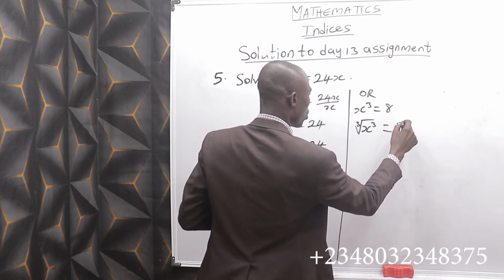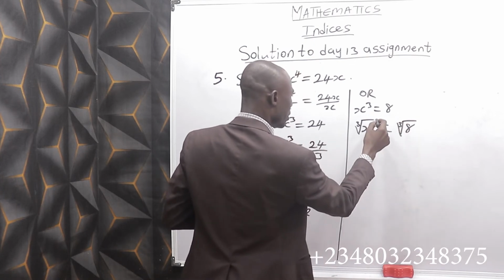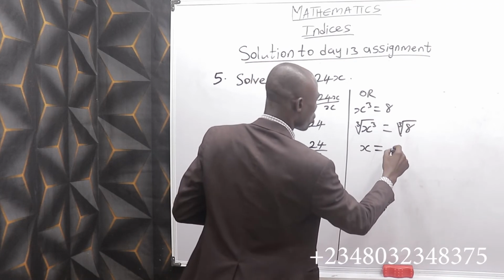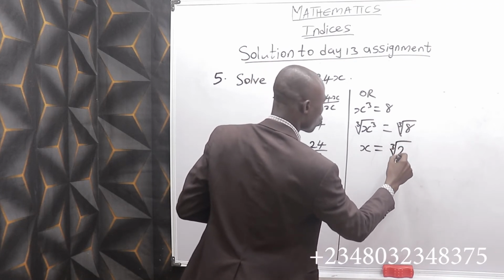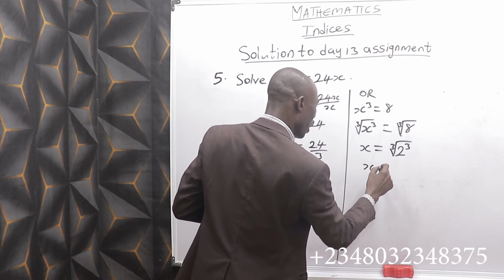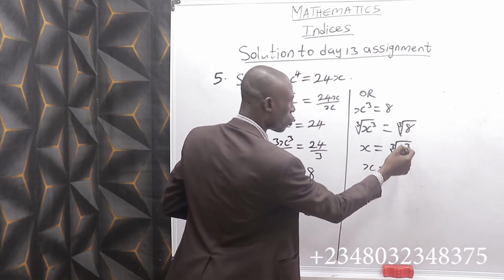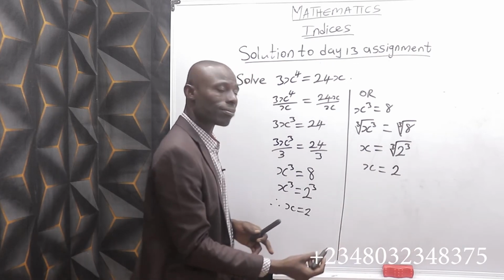Cube root of both sides. This will cancel this. We have x. So x will be equal to the cube root of 2 raised to the power 3, which is 2, because this also will take care of this.